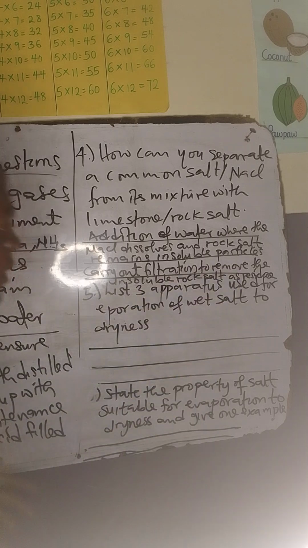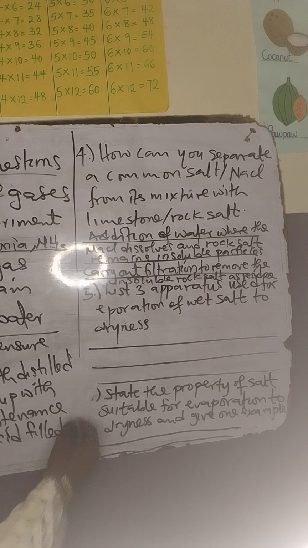So there's no space to write it. Then what have I said? Addition of water, where the sodium chloride dissolves and the rock salt remains insoluble particles. Carry out filtration to remove the insoluble rock salt, which is called the residue, and soluble sodium chloride as filtrate. You are done.